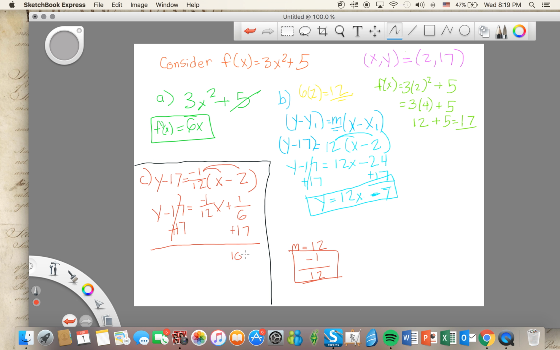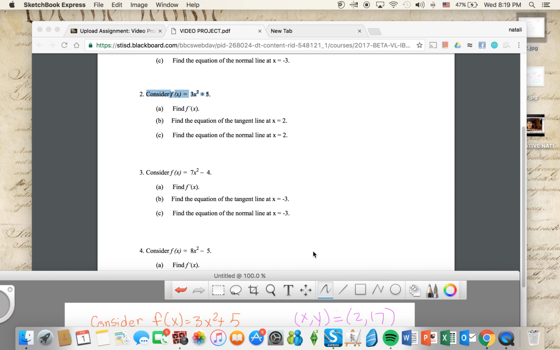So 103, once you punch that into the calculator, you don't necessarily need to do this all by hand. So it should be negative 1 over 12 x plus 103 over 6, and then you just have to move the y down. So this should be our answer for letter C. And this concludes the problem.